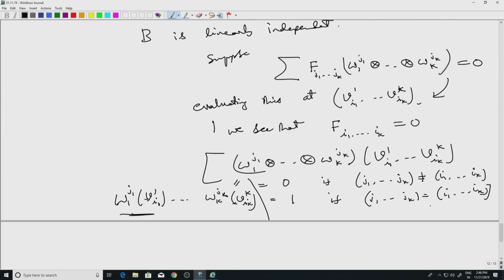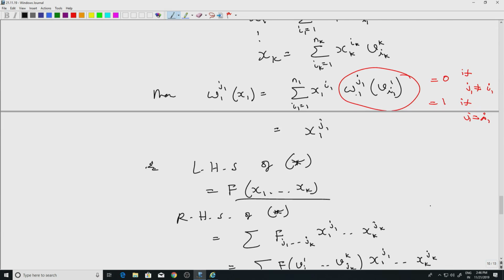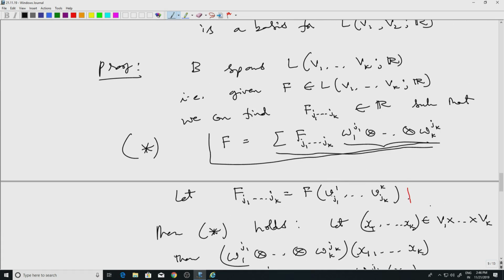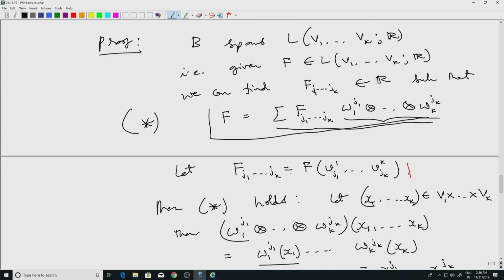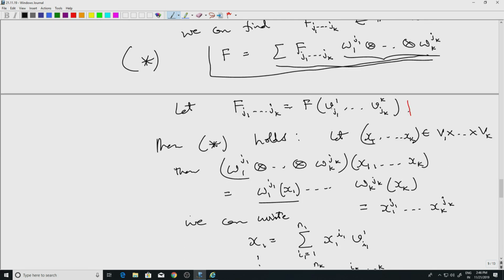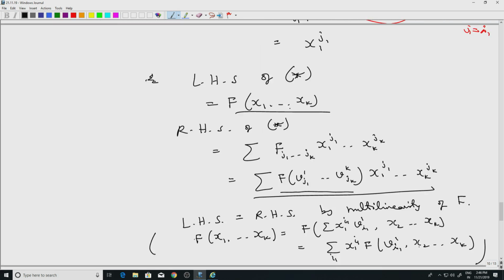So towards the end of the last lecture, we had constructed a basis for the space of multilinear maps to R in terms of the dual basis of the underlying vector spaces.